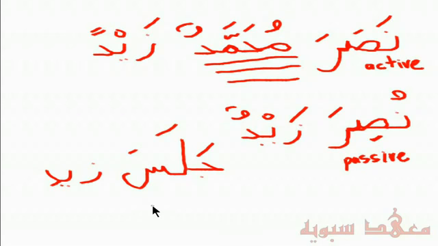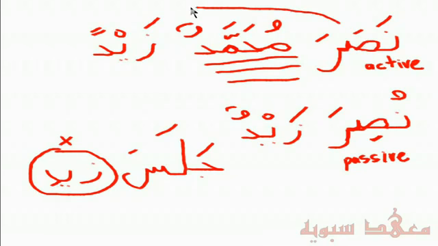So this would be considered intransitive. It's not transitive. So this cannot have a passive, because this is the subject. If we take off the subject, it wouldn't make sense. There's no action. However, when, say, you have Nasara, because its action is directed to an object, which is Zaid, therefore it can be made passive. So that's the difference between transitive and intransitive.